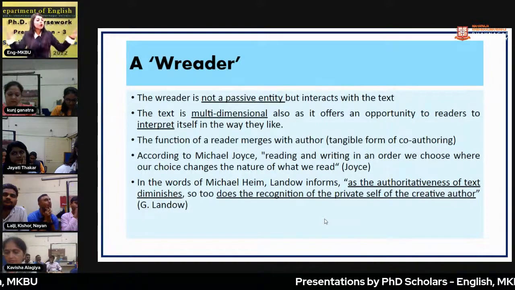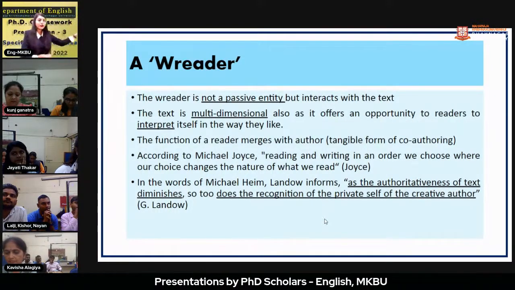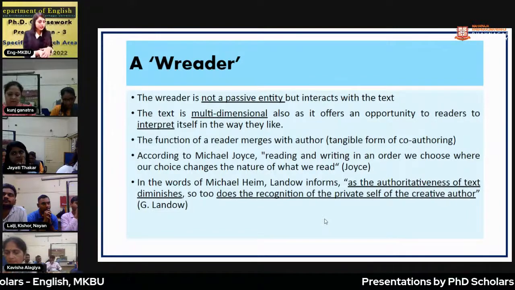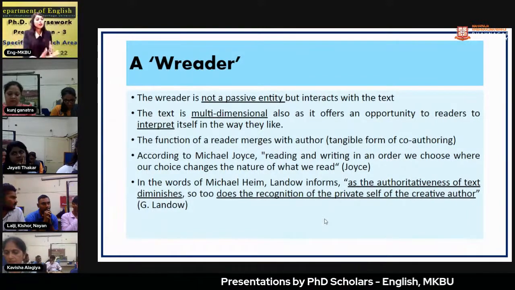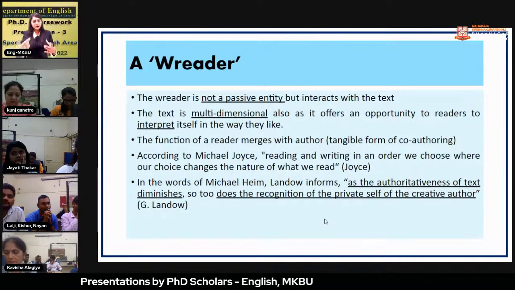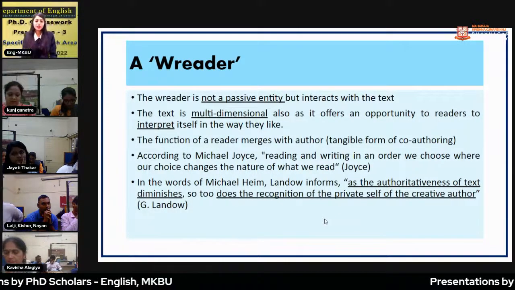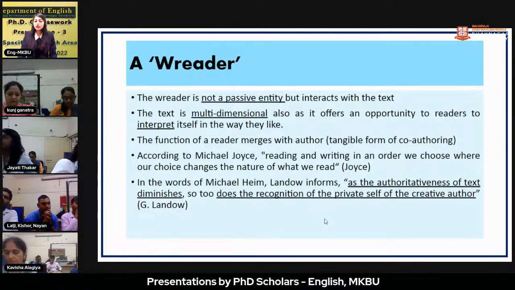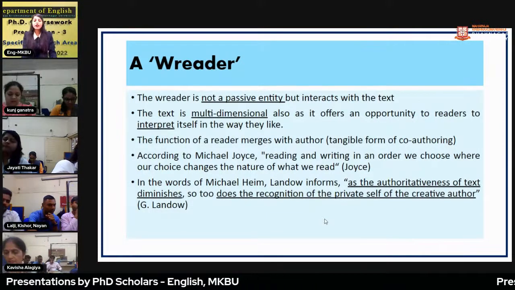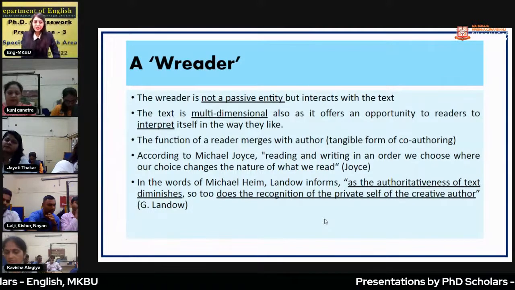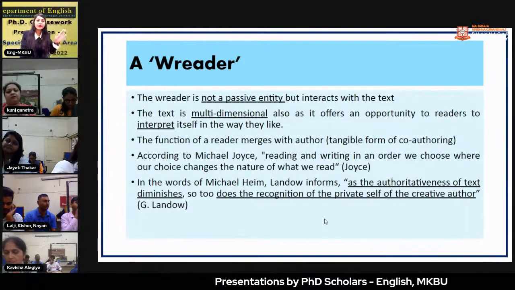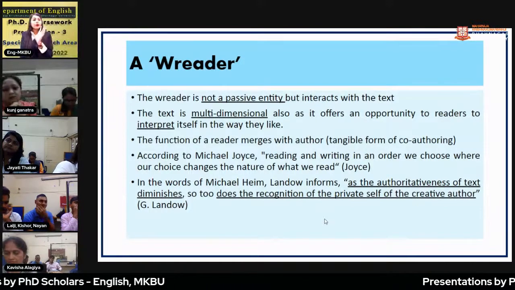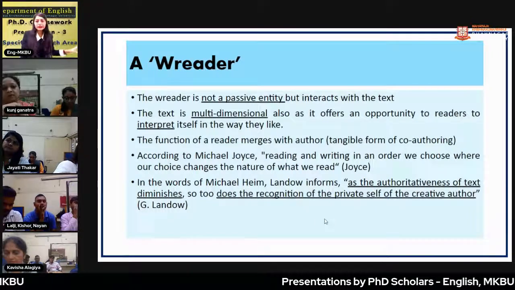Because we are given multiple options, whether we want to navigate to this link, or to this picture, or we want to hear the audio from the text. So we are making a choice here as a reader, and our choice will develop the narration, and we will derive meaning from our interpretation of the narration. In the words of Michael Heim, as the authoritativeness of text diminishes, so too does the recognition of the private self of the creative author. So we are forgetting such things as creativity and the particular format of reading, analyzing, evaluating, interpreting the text; we are basically going from text to anti-text, from particular meaning to a variety of multimodal meanings.